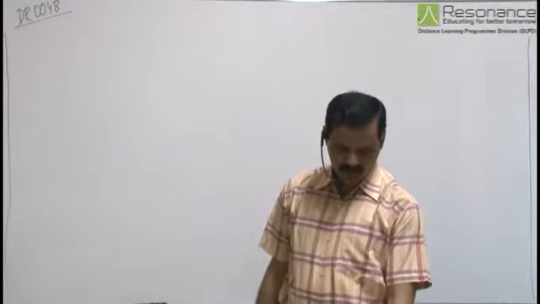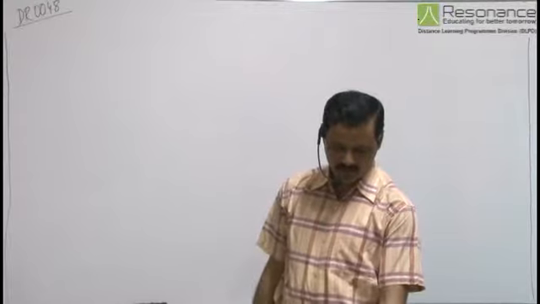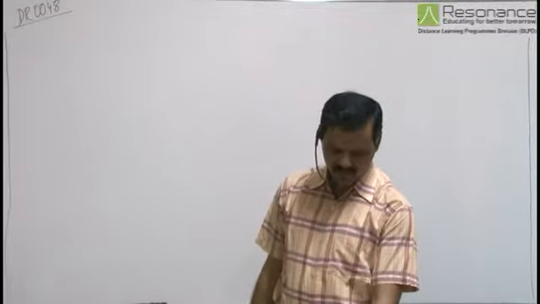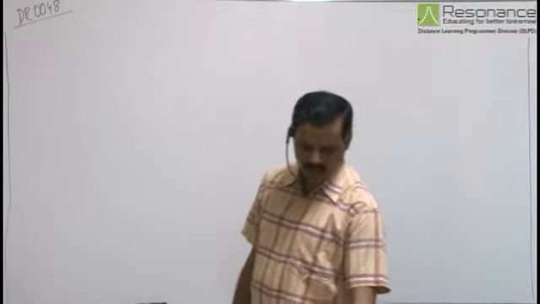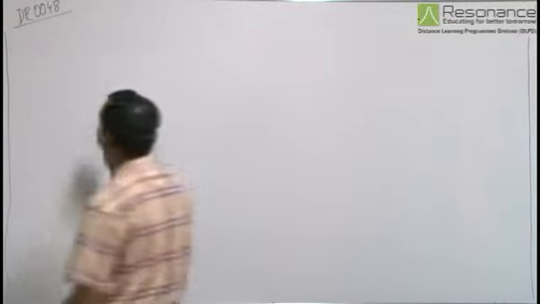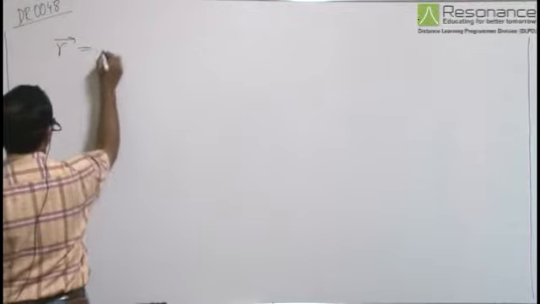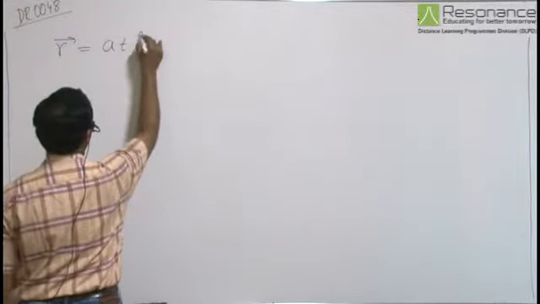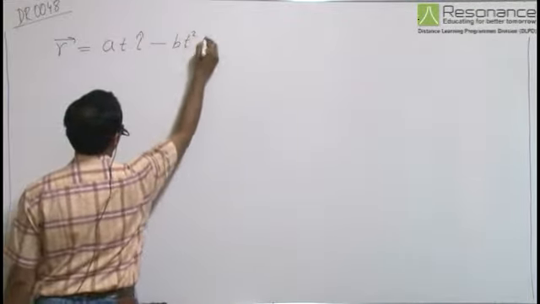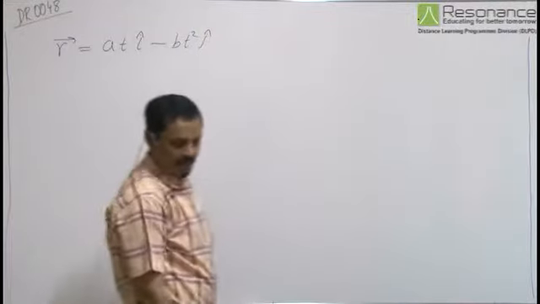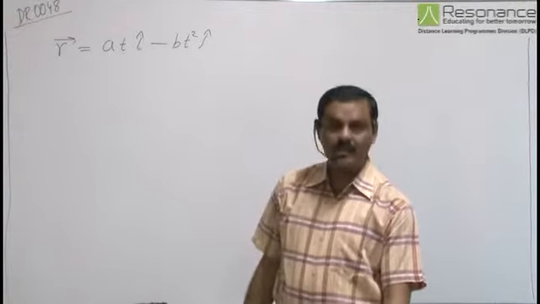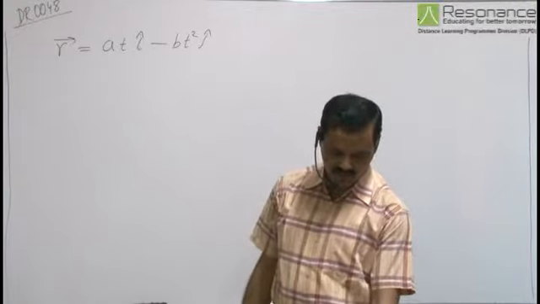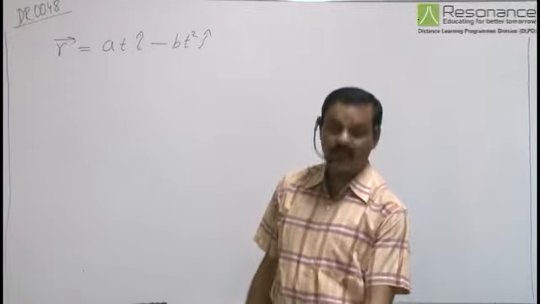Question: the radius vector of a point A relative to the origin varies with time t as r = at i cap − bt² j cap. So r is given to be at i cap minus bt² j cap, where a and b are positive constants and i and j are unit vectors of the x and y axis.